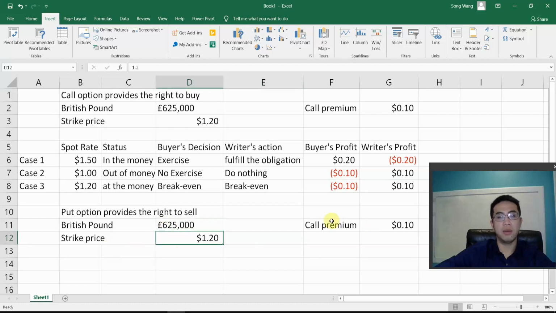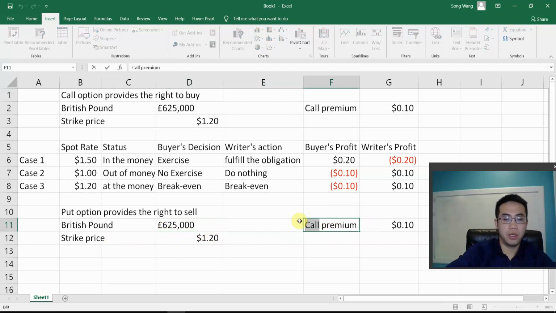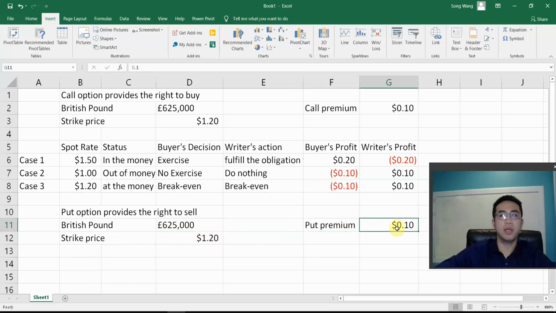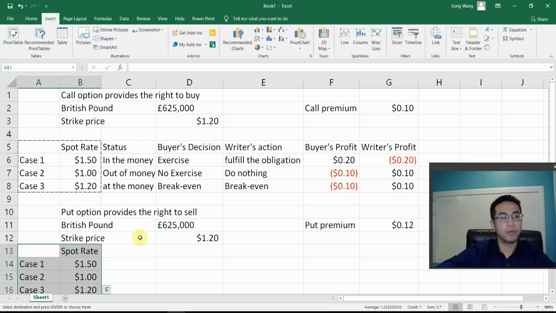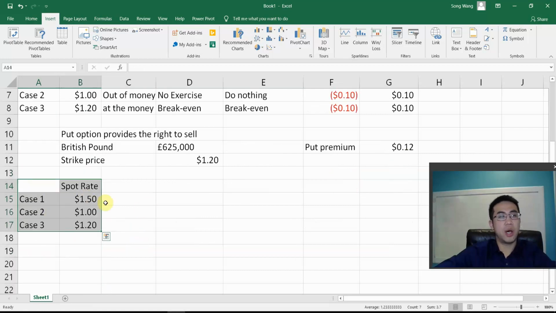The strike price is the same, but the premium, or the price of the option, instead of calling it call premium, we call it put premium. This time, make it 0.12. And you also have three different cases. Case 1, the spot rate is higher than the strike. Case 2 is lower than the strike. Case 3, the spot is equal to the strike.